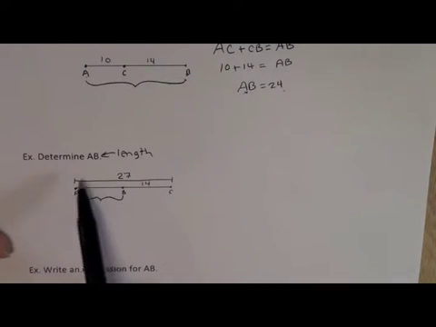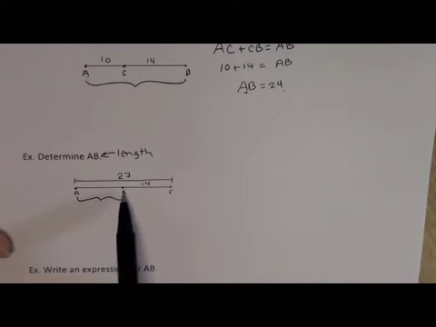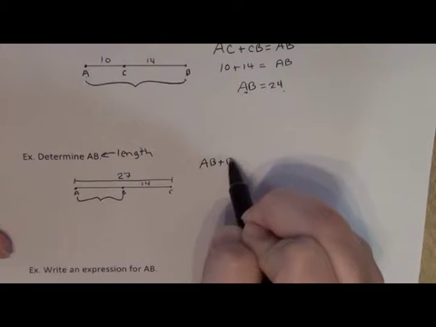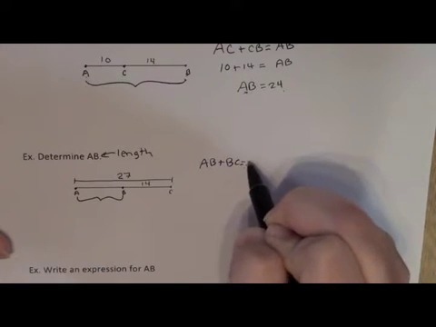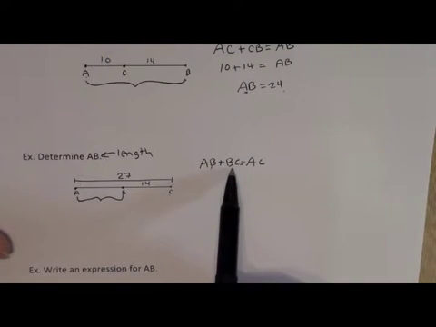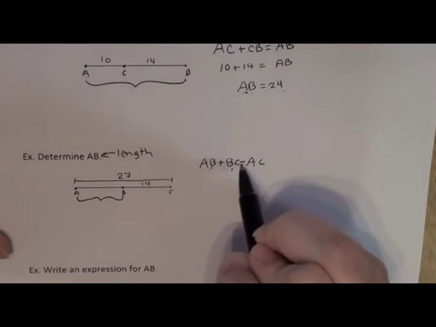And what they tell us is from A to C is 27 and from B to C is 14. Since B is between A and C, we know that AB plus BC equals AC. That is, the distance from A to B plus the distance from B to C equals the distance from A to C.